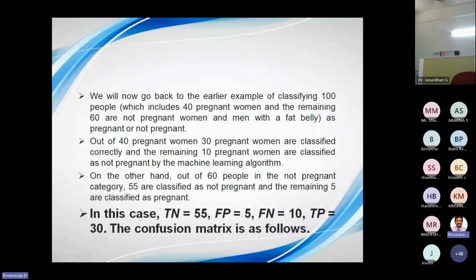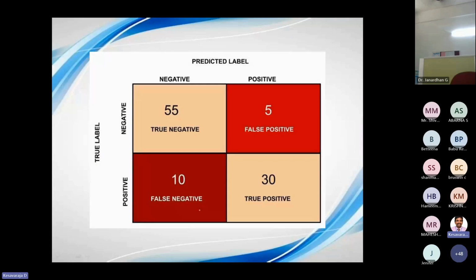So that is taken as the example. Here 55 was the true negative statement, 30 was the true positive statement, 10 was the false negative statement, and 5 is considered the false positive statement. Okay, this is the predicted label.